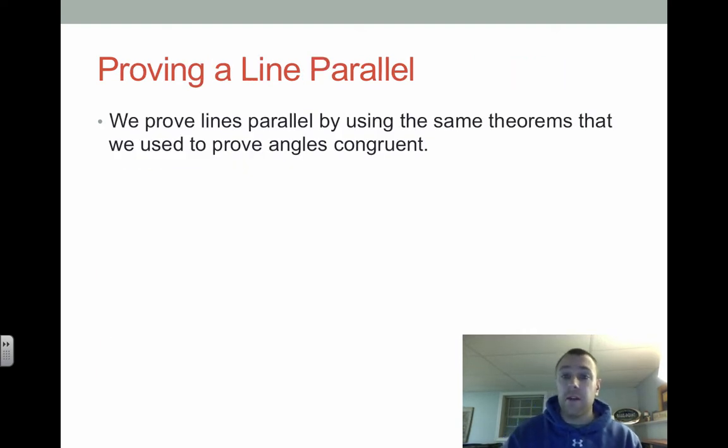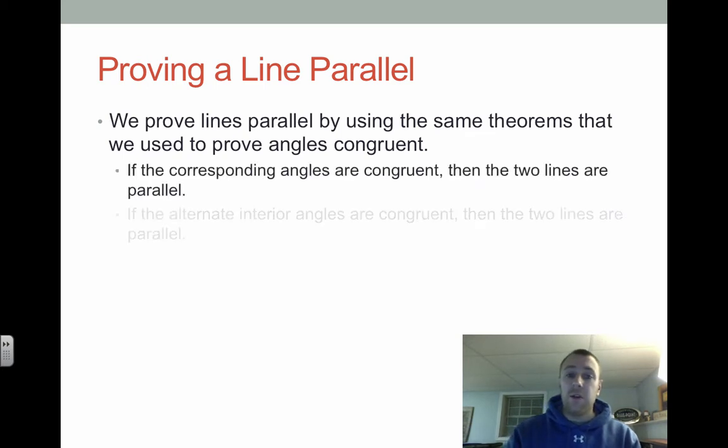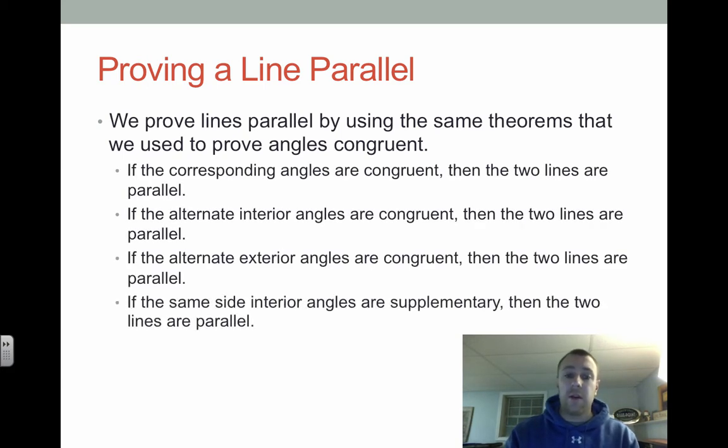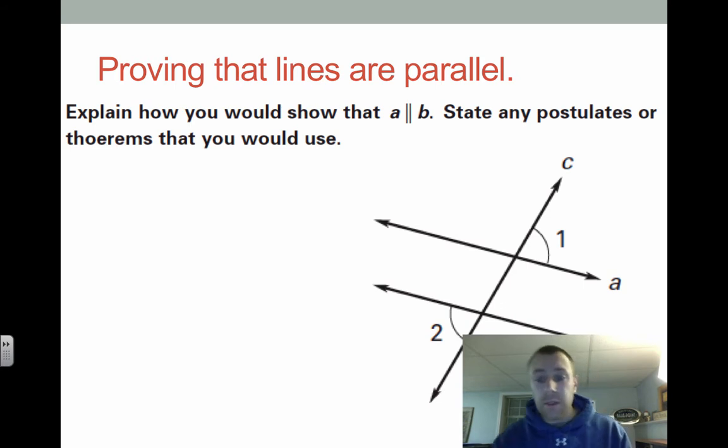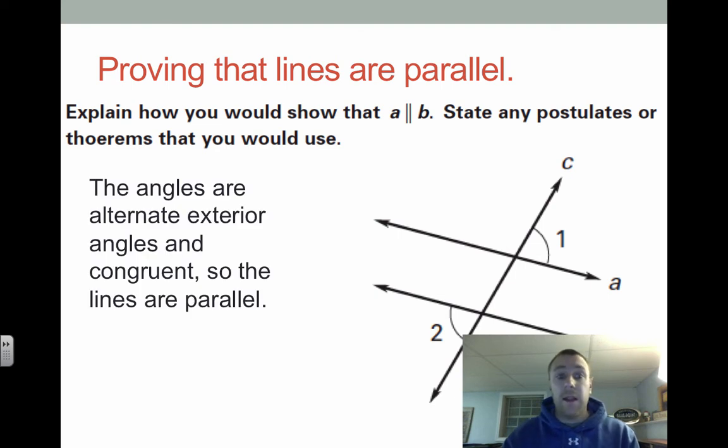Proving lines parallel is key, knowing which ones are congruent and which ones aren't. So we use the same things that we know. In this case, and I think I've shown you this before, it's asking you to prove the lines parallel. We don't know, but we do know that angle 1 and angle 2 are alternate exterior angles. So we write this sentence: the angles are alternate exterior angles and congruent, so the lines are parallel.